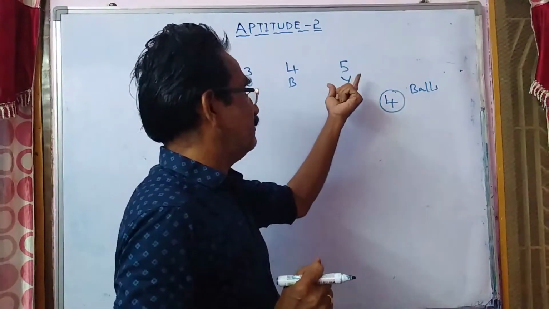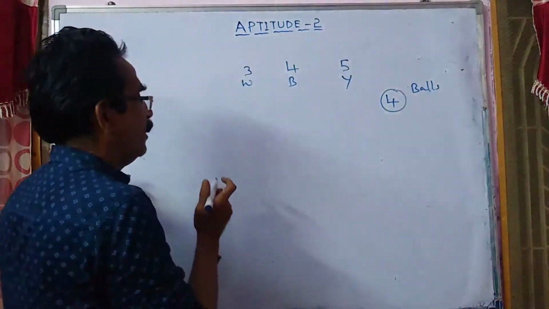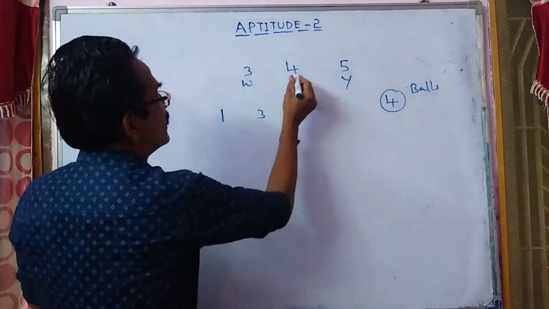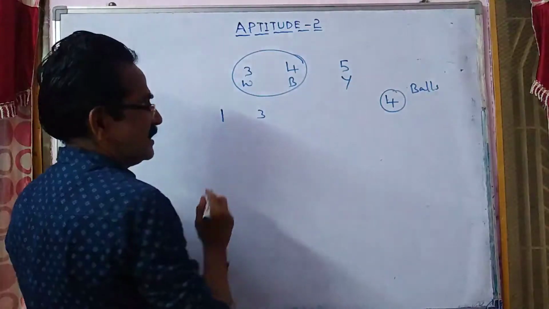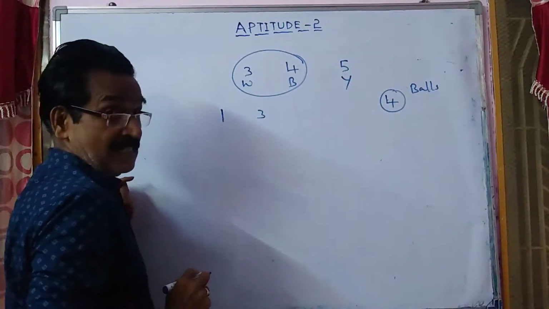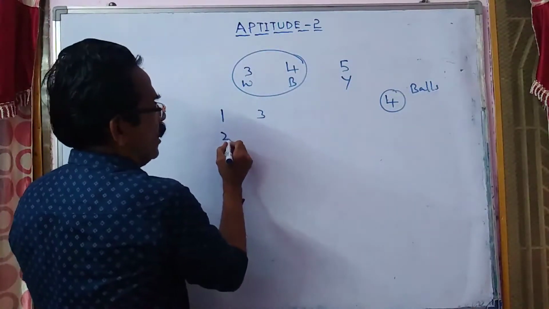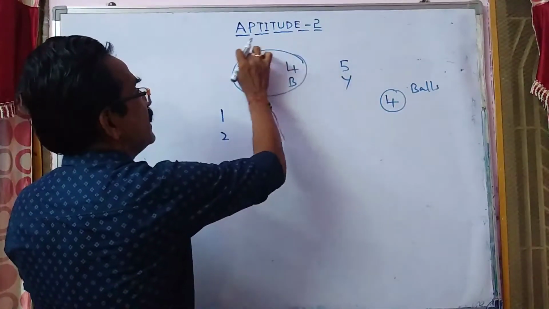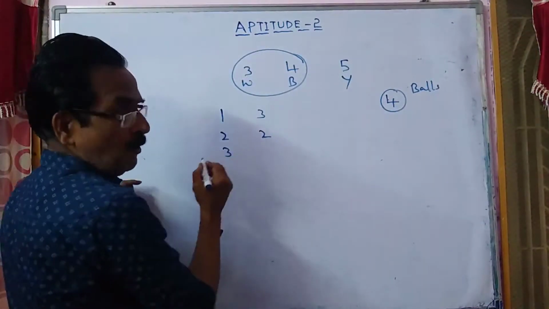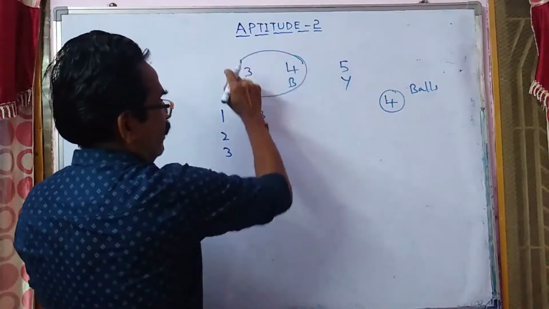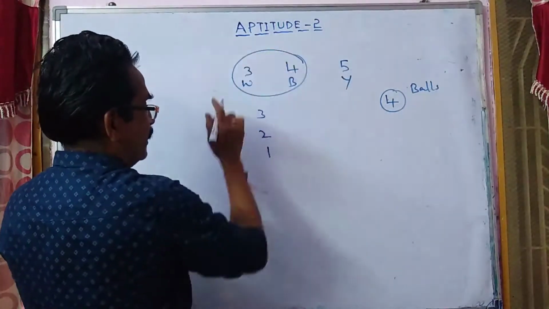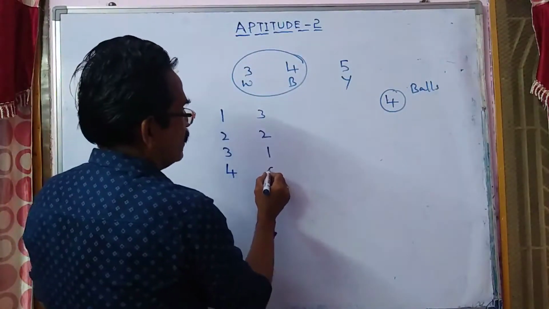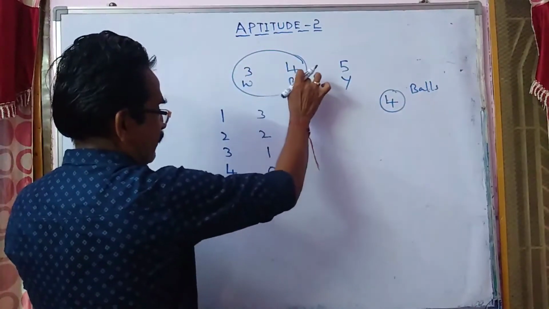Selecting 4 balls with at least one yellow. So 1 yellow and 3 balls can be selected from these 7 balls. 2 yellow balls and 2 balls from these 7. 3 yellow balls and 1 ball from these 7, and 4 yellow balls and 0 balls from these 7 balls.